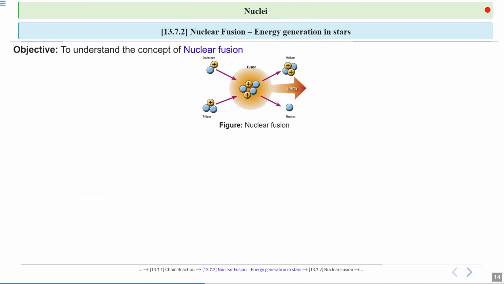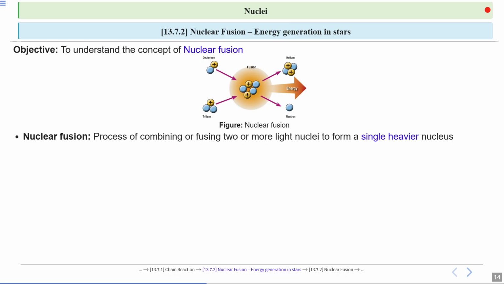Let's understand nuclear fusion. Notice the image in the center. It shows two light nuclei coming together to form a heavier nucleus. Now let's define nuclear fusion. This is the process where two or more light atomic nuclei combine or fuse to form a single heavier nucleus. It's the opposite of nuclear fission, where a heavy nucleus splits into two lighter ones. Fusion is responsible for energy produced in stars.